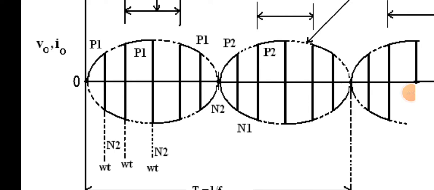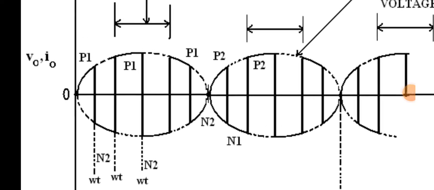on. At omega t that is equal to 1 by 2 fs plus 1 by 2 f naught, here P2 is forced commutated and forward biased thyristor N1 is turned on. Hence, from the above, thyristors P1 and N2 are switched on alternatively during positive half cycle, and the thyristors P2 and N1 are switched on alternatively during negative half cycle.